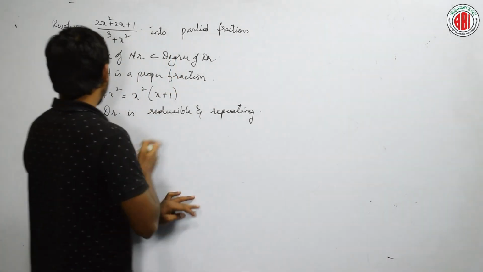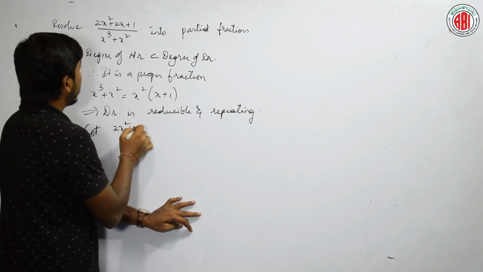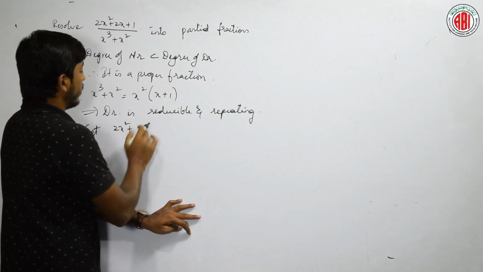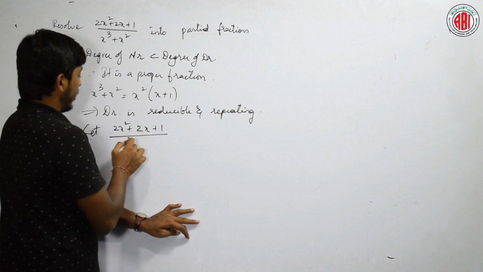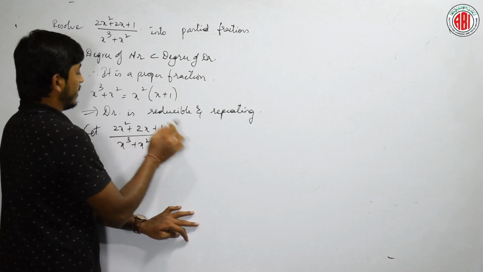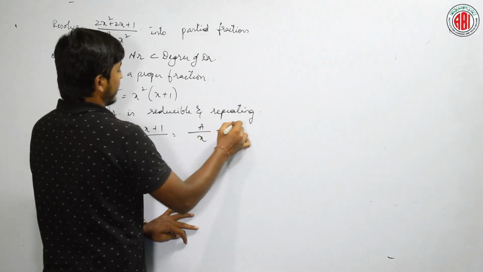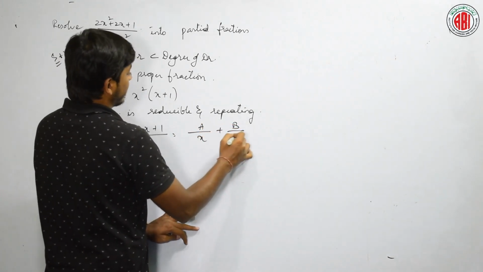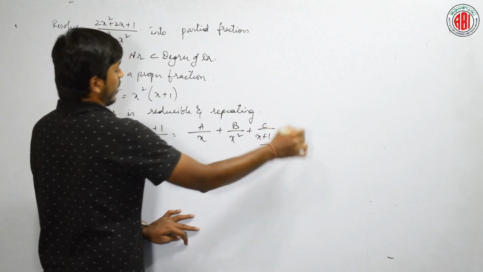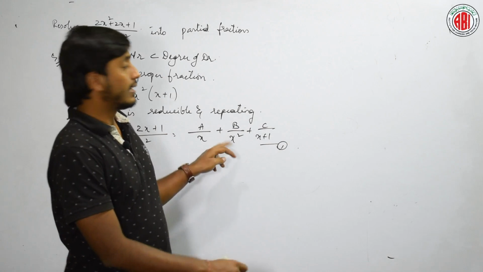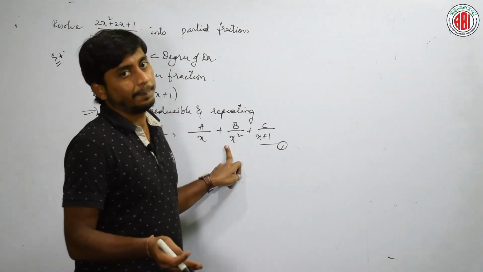So, let us assume now, let (2x square plus 2x plus 1) by (x cube plus x square) is equal to a by x, and the next b by x square plus c by x plus 1, right. Since the denominator is repeating, we will write it as second term.